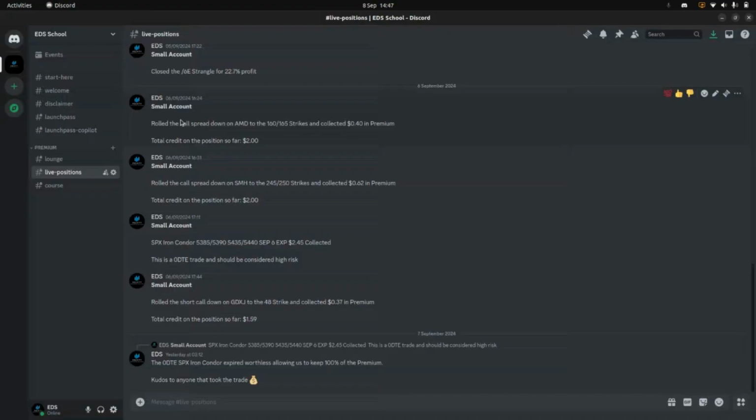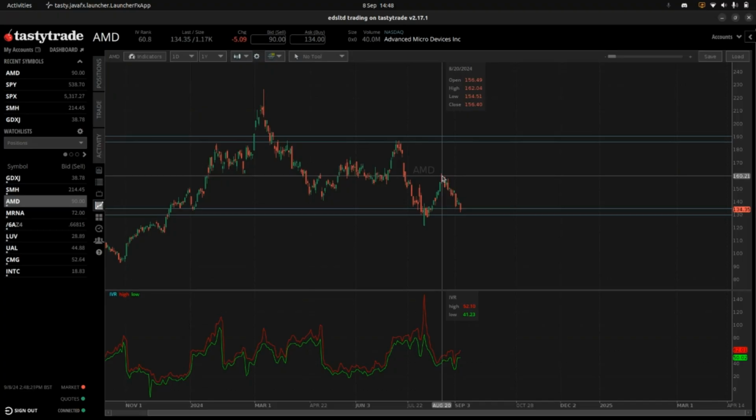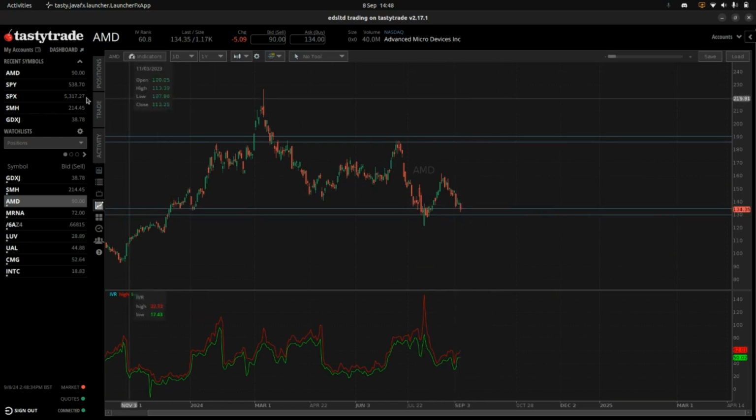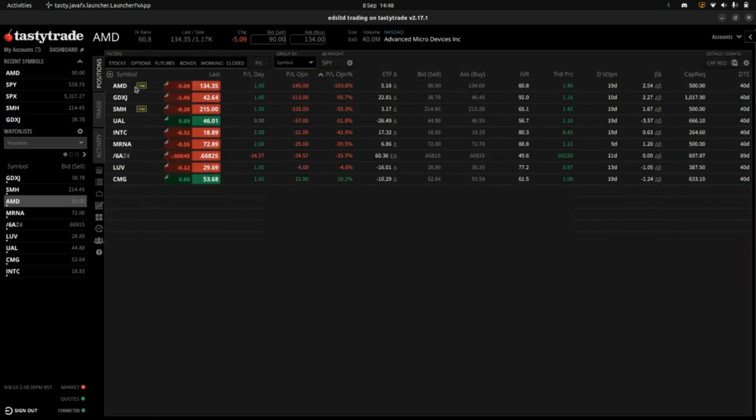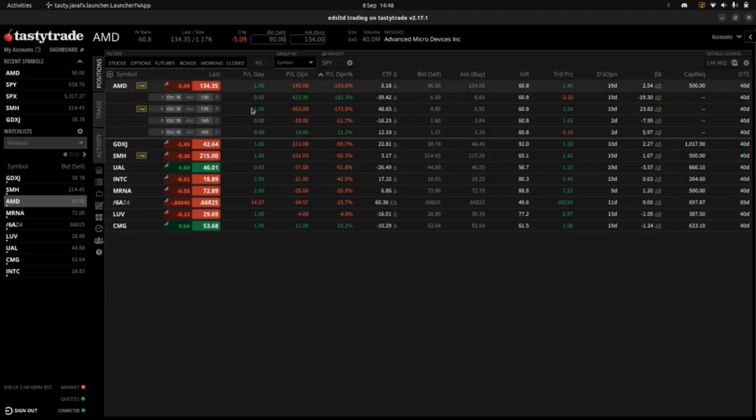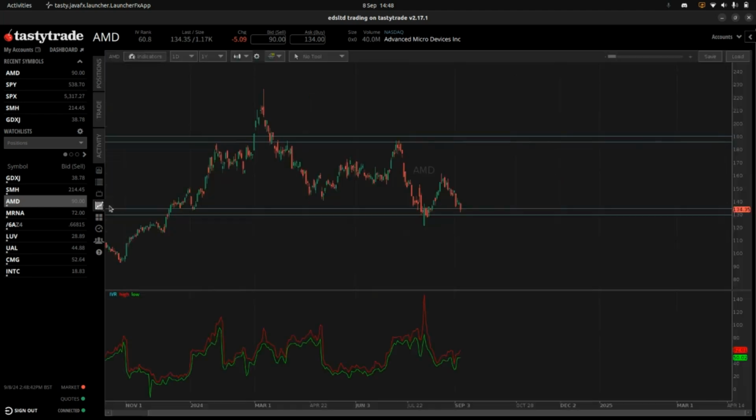Okay, so what did we do? We rolled the call spread down on AMD to the 160, 165 strikes and collected $40 in premium. So what happened and what did we do? AMD moved all the way towards our put spread, and it actually breached our short put strike. Okay, at the time of when it breached our short put strike, as you can see here, our position was denoted as being in the money. Well, this put was in the money. So at that point, what do we need to do? We need to manage risk.